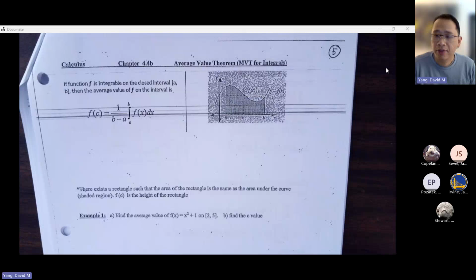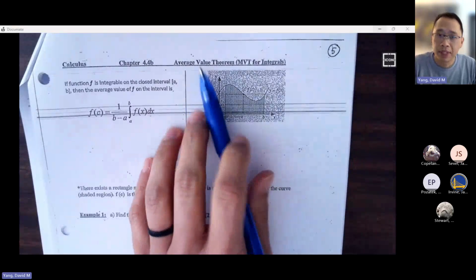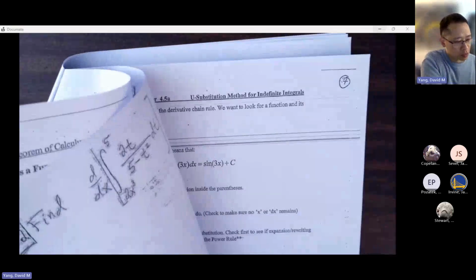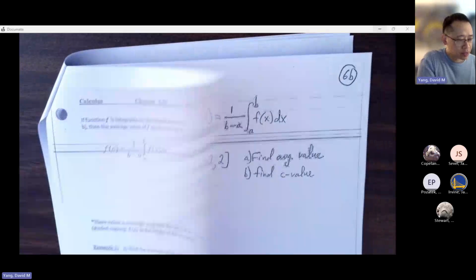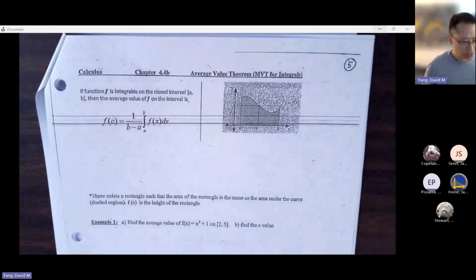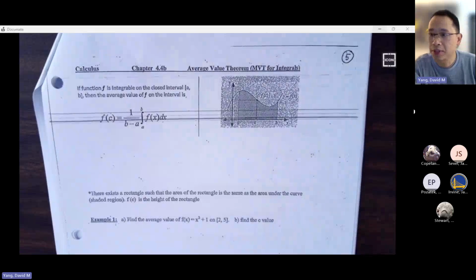We're on page 5 of our notes. So we're just going to talk about two topics here: average value theorem and the second fundamental theorem of calculus. So we'll just work through these 2 pages of notes and then maybe just do 1 or 2 practice problems. Hopefully you guys will find this pretty straightforward. But we'll just start off with our notes here.